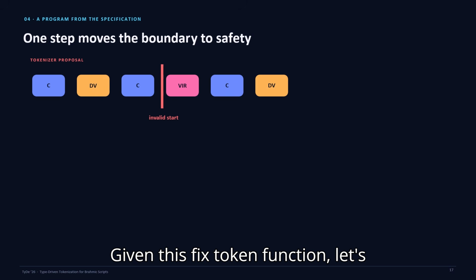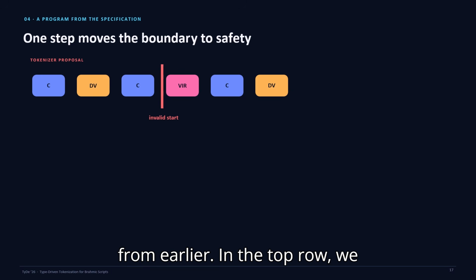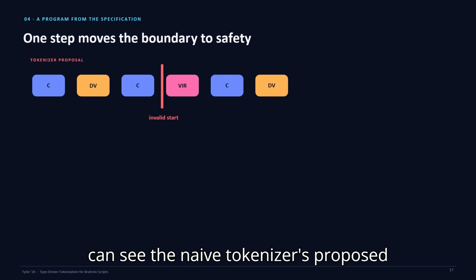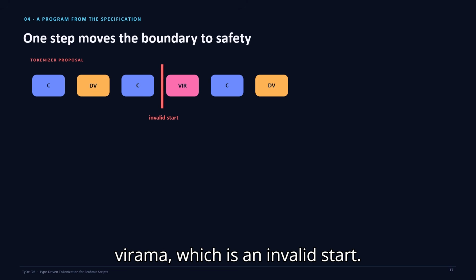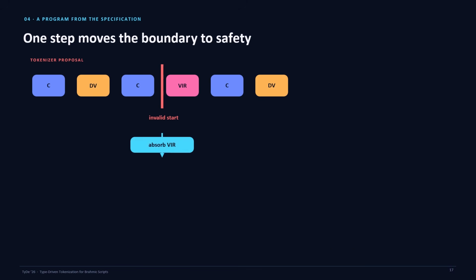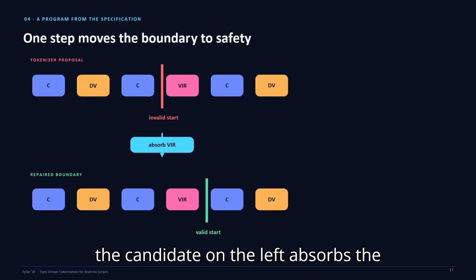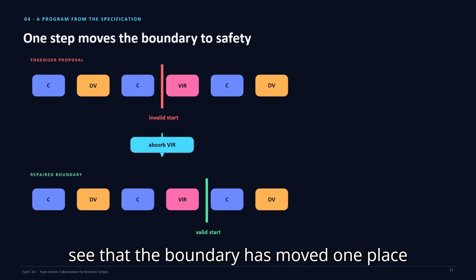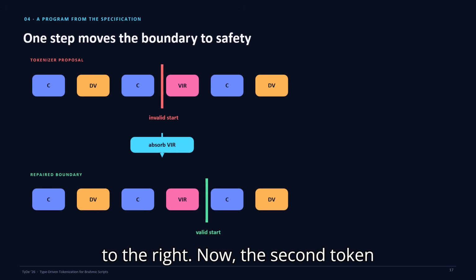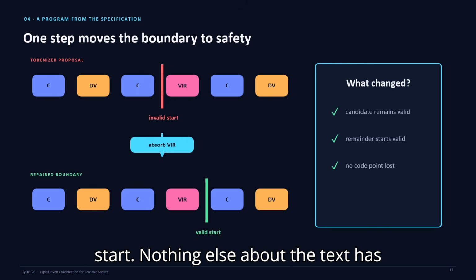Given this fixed token function, let's replay the bug in the prefix vigna from earlier. In the top row, we can see the naive tokenizer's proposed split. The second token starts with a virama, which is an invalid start. After applying one step of fixed token, the candidate on the left absorbs the virama. And in the bottom row, we can see that the boundary has moved one place to the right. Now, the second token begins with a consonant, which is a valid start.